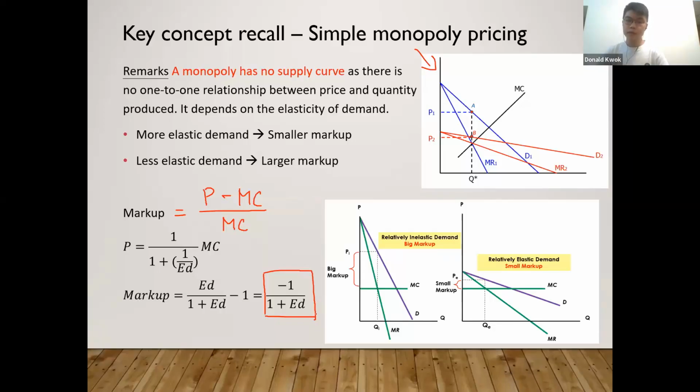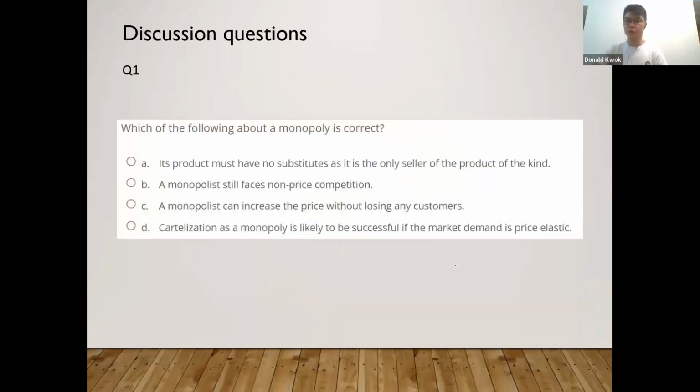The takeaway from this slide is that if the monopolist is facing a less elastic demand, then you'll have a larger markup, while if it is facing a more elastic demand, then a smaller markup, as you can see in the graphs here. All right, so that's all for what I'd like to review, and we'll move on to question 1.